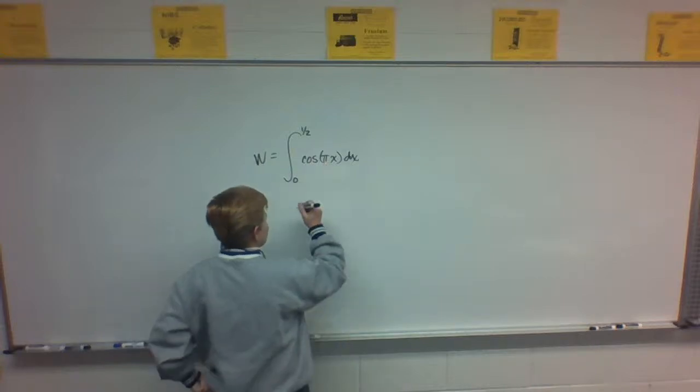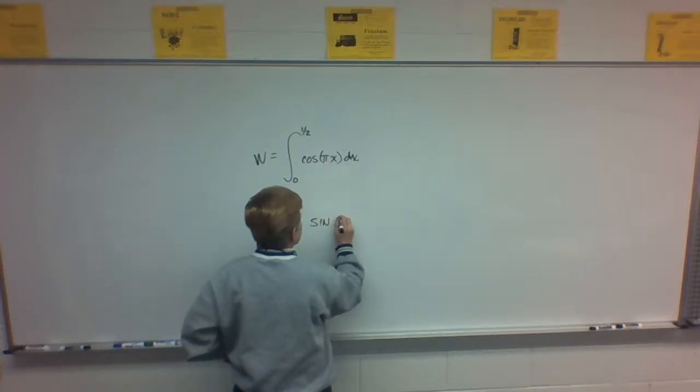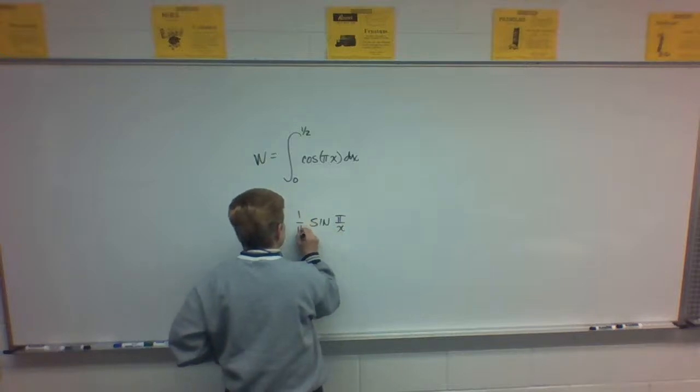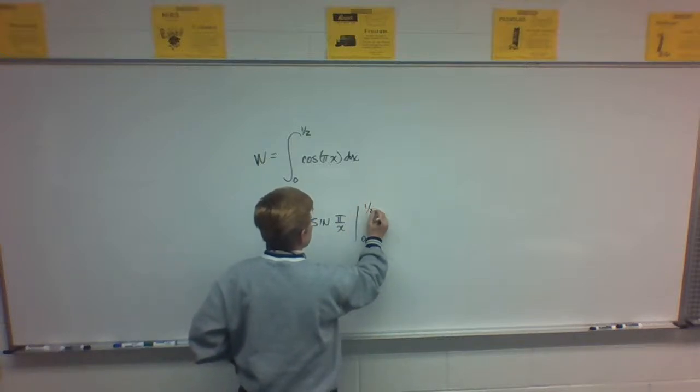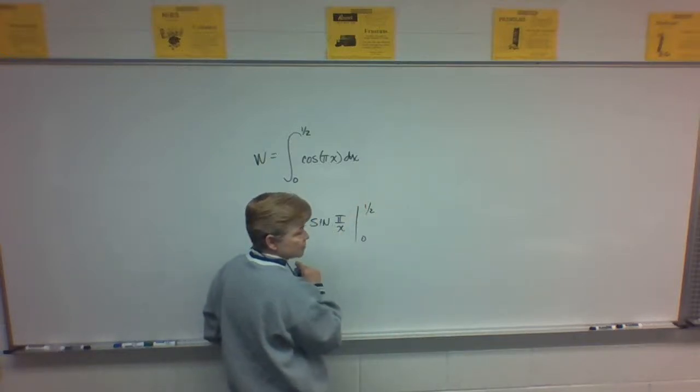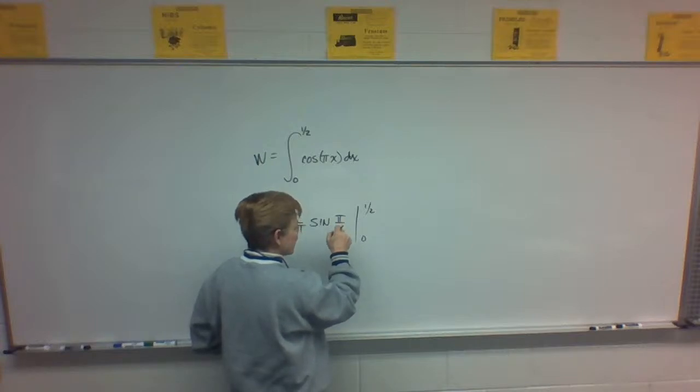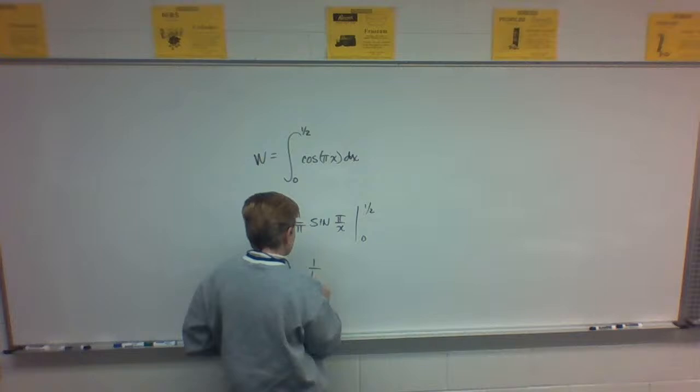So antiderive that, and it would be sine of pi x times 1 over pi, evaluated from 0 to a half. What's the sine of pi times a half? That'd be pi halves. That's 1, right? So the first one is 1 over pi.